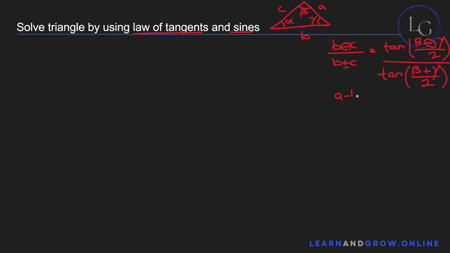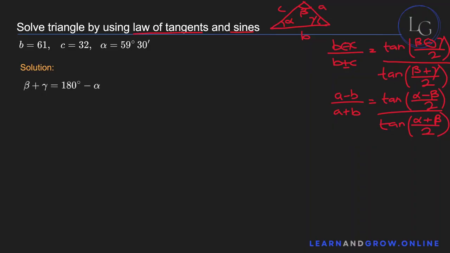You can use the same logic for, say, a minus b. So (a minus b) over (a plus b) is equal to tangent of the angle opposite to a, which is alpha, minus, because it's minus over here, minus beta over 2, over tangent of alpha plus beta over 2. So this is the tangent rule.